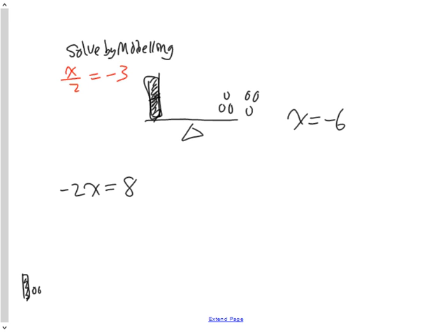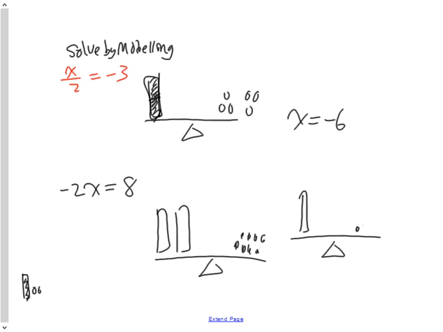In the second model, it says negative 2x is equal to positive 8. And if 2 negative x's is equal to positive 8, then each of those negative x's is equal to positive 4. And if a negative x equals a positive 4, then we realize the opposite of negative x is positive x, and the opposite of positive 4 is negative 4. So therefore, x equals negative 4.